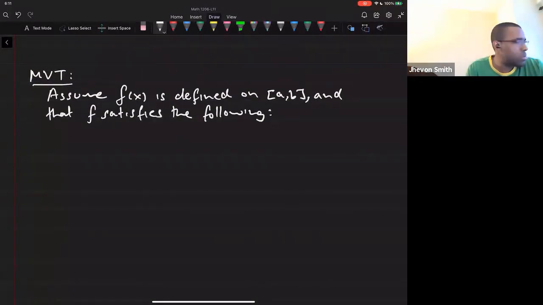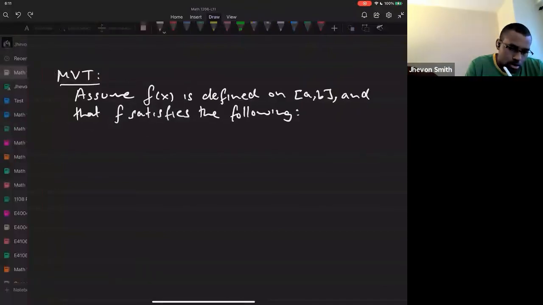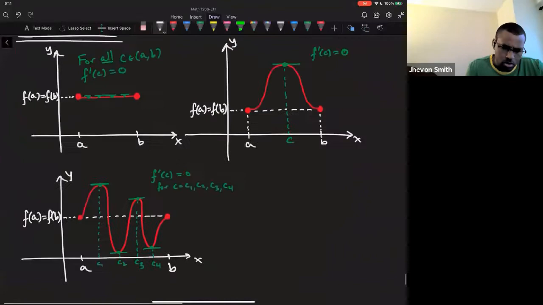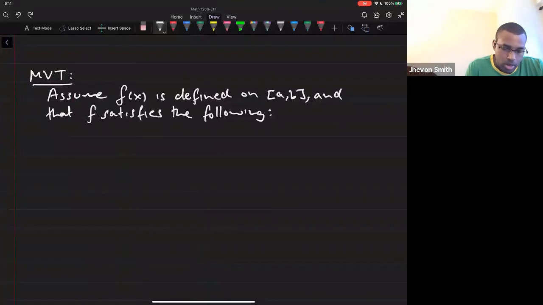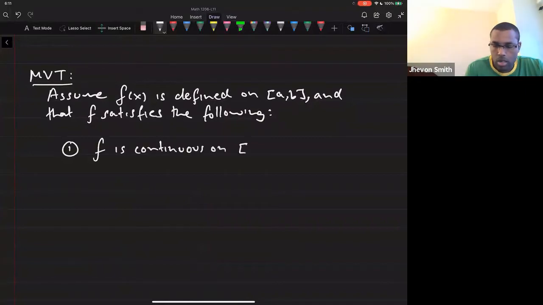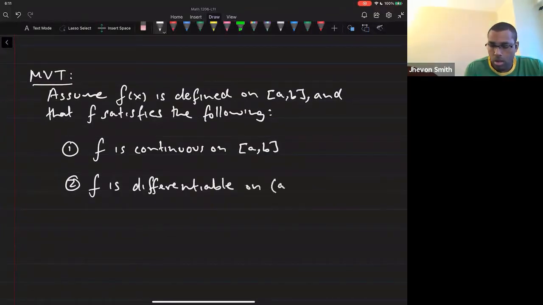Should I do 1 and 2 or A and B? 1, 2. Okay, 1, f is continuous on the closed interval. 2, f is differentiable on the open interval. And that's it, just those two things. So for Rolle's theorem, you needed 3 things. For mean value theorem, you needed 2 things.